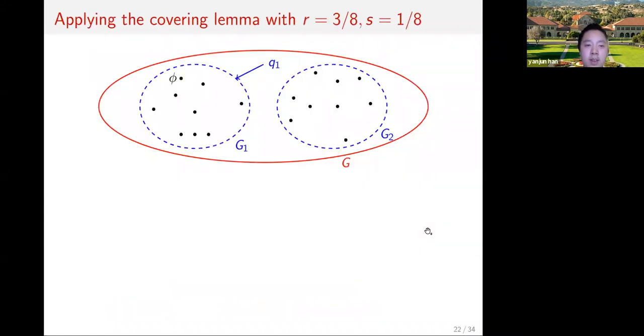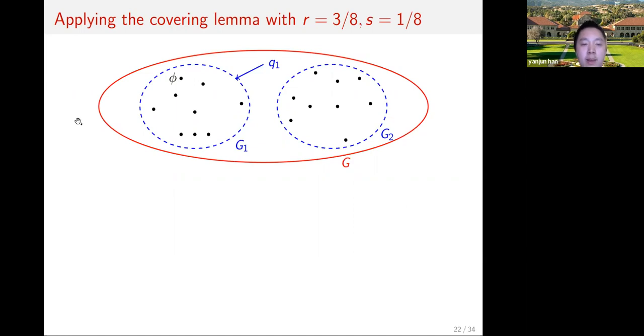And just take a look at the application with r equal to 3/8 and s equal to 1/8. In this pictorial illustration, again, each black dot represents one profile. And the profiles will be grouped into several groups. Actually more than two groups, but we only plot two, G1 and G2. And for each group, there will be a candidate distribution, Q1, for that. That is, Q1 is approximately the same for all profiles in that group.